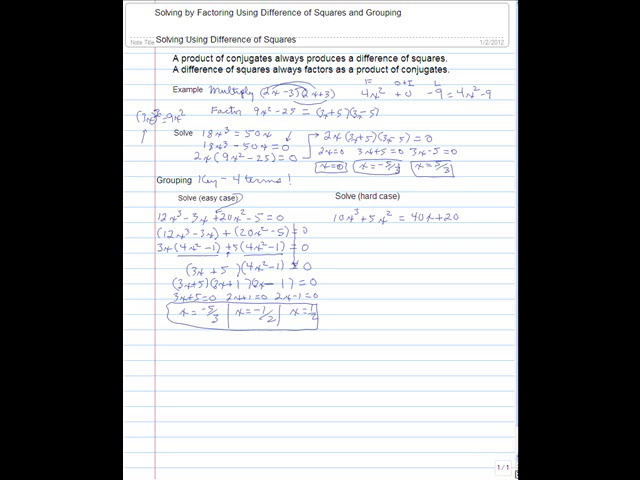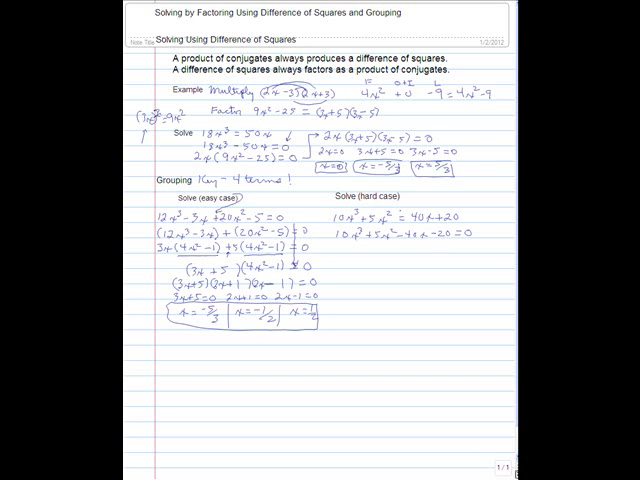Now in this next problem, I don't have 4 terms on the left, but I do have 2 terms on the left and 2 terms on the right. So if I took these terms on the right over to the left, I would be in the same position as the first problem: 10x cubed plus 5x squared minus 40x minus 20 equals 0. And I've now got a 4-term expression, so I can factor by grouping.